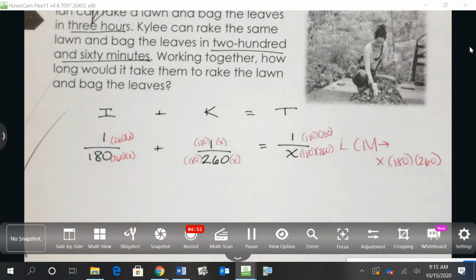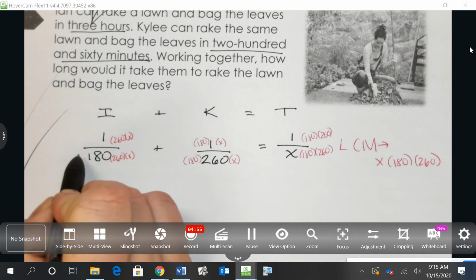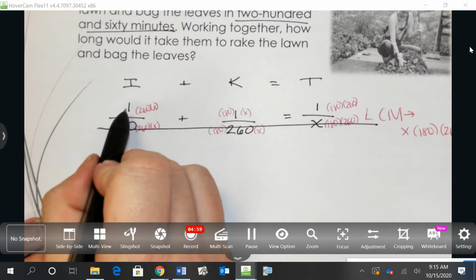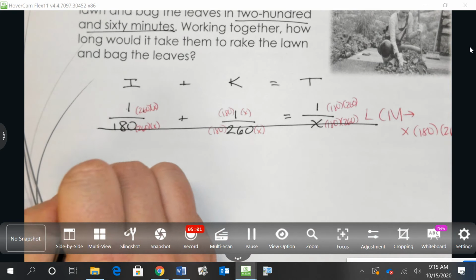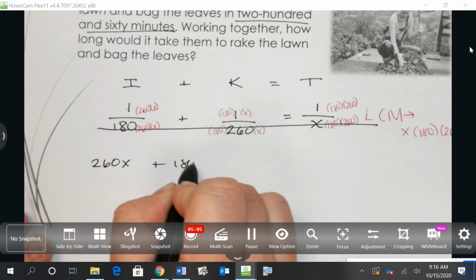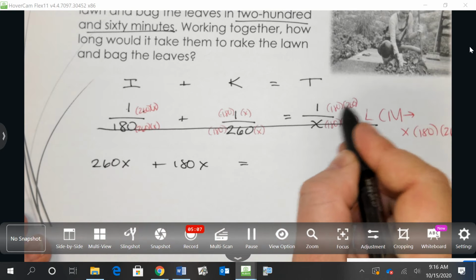Okay, good. Step number 2 says we cancel out the denominators and we solve the top. So I know 1 times 260 is 260x. 180 times 1 is 180x. And I'm going to use a calculator to do this work.